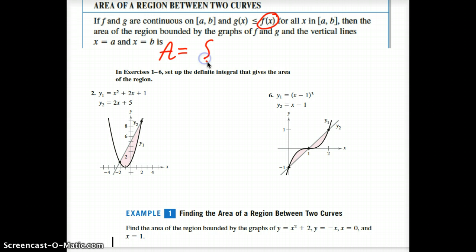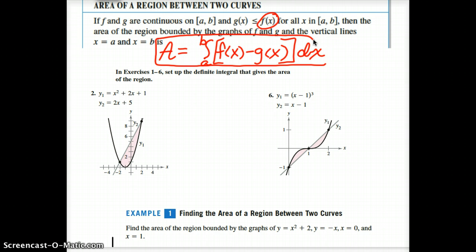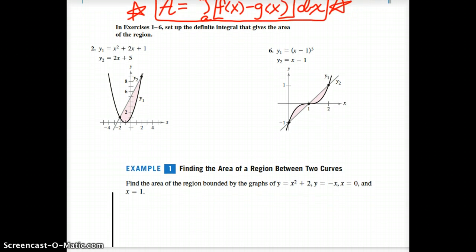And what we do is we integrate between our bounds, and we do f of x minus g of x, high function minus low function, which gives us the height of the rectangles, and we multiply each of those by the width, which we call dx. So this is very important for us. This is one of 3 key things we're going to be working with in Chapter 7. You do need to know how to find the area between 2 curves.